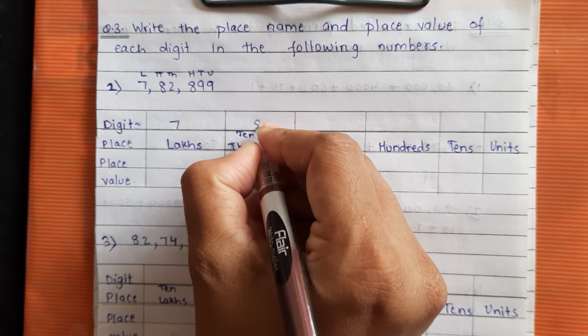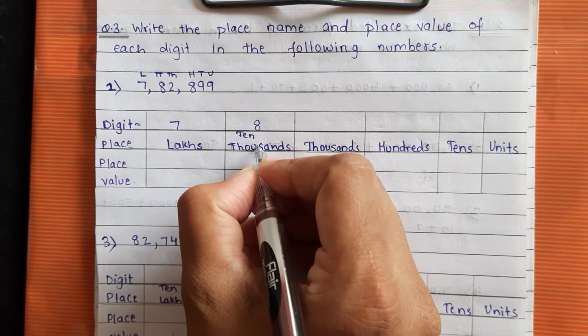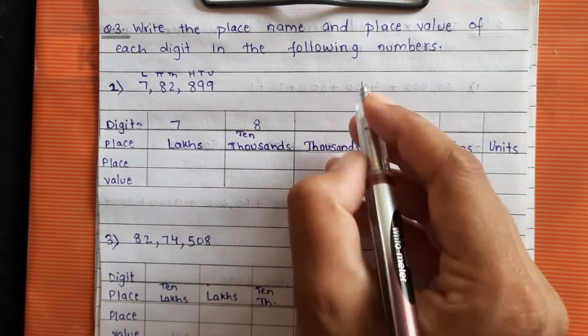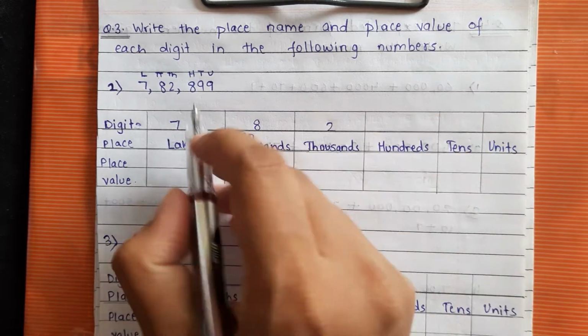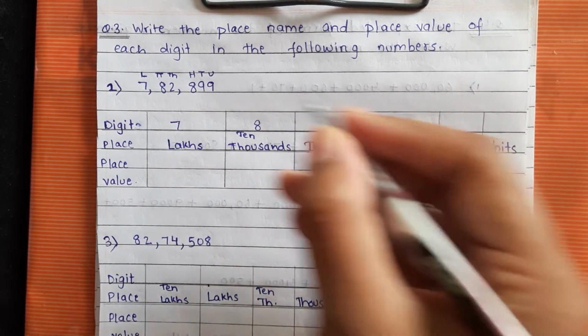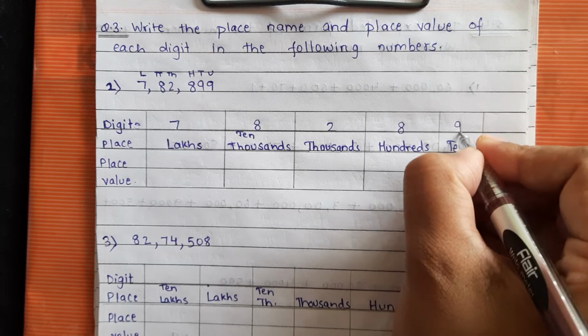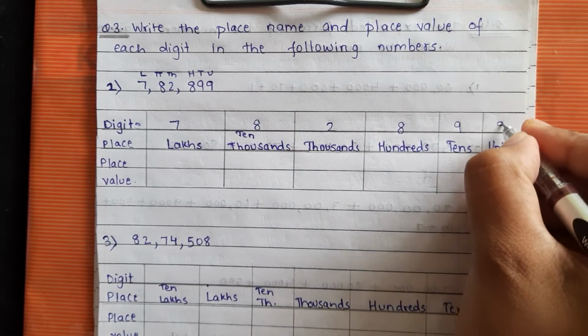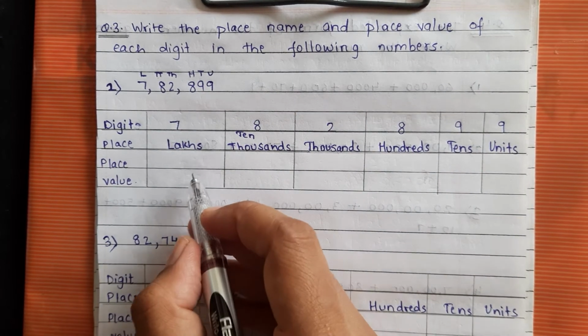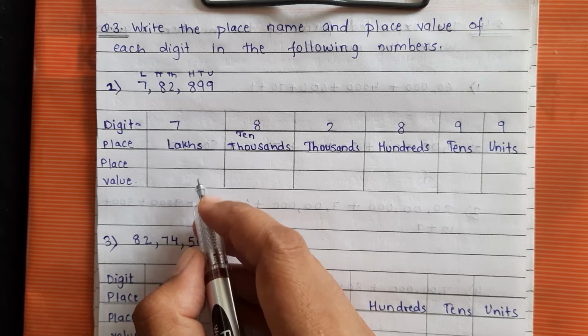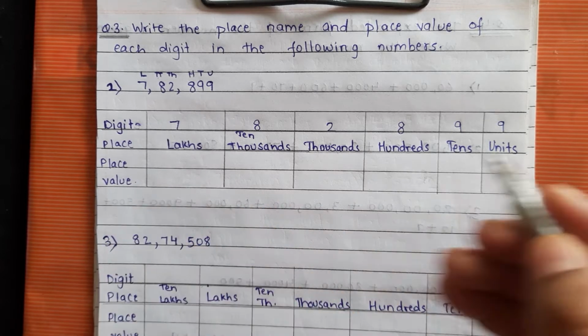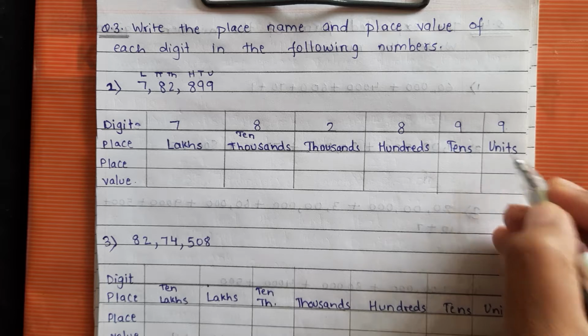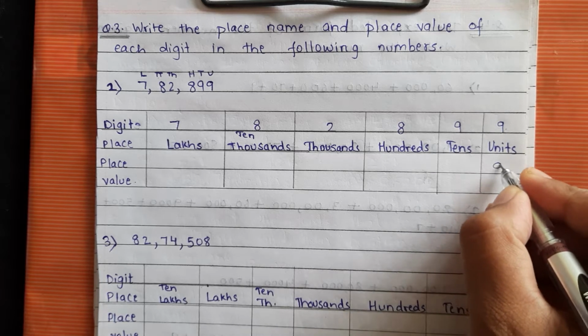The second digit is 8. At 10,000 place the digit is 8. Then thousand place 2. Hundreds place 8. Tens place 9. And units place also 9. Now in the last row we will write down the place value. Units means 1. 9 ones are 9.